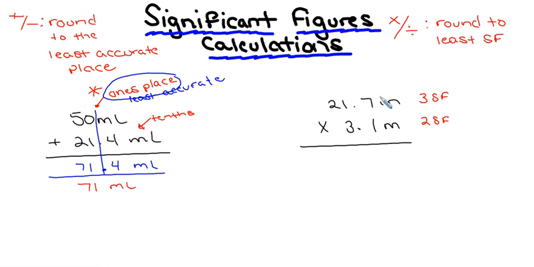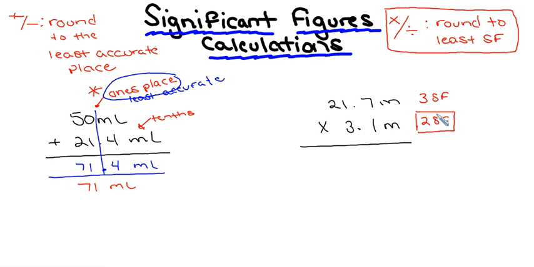This is an example of something if you're ever having to calculate the area of an object. So you measure a field to be 21.7 meters by 3.1 meters, and you want to show significant figures in your answer. You have to abide by this rule up here by rounding to the least number of significant figures. So judging here, our answer has to be rounded to 2 sig figs.